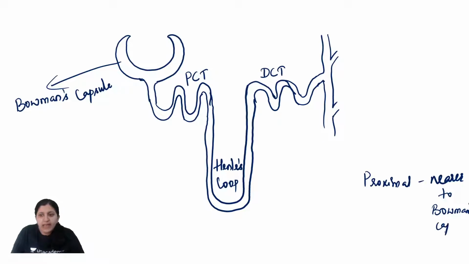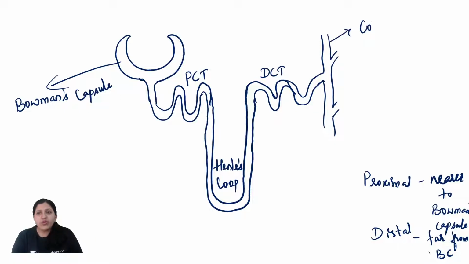And then the next one is what? There is a convoluted tubule, so it is a PCT. The next one is DCT, which is basically the distal convoluted tubule. So why do we call it distal? Because this one is far from Bowman's capsule. You can see here the distance is very short, and here the distance is far. That is why we call it a DCT, distal convoluted tubule.